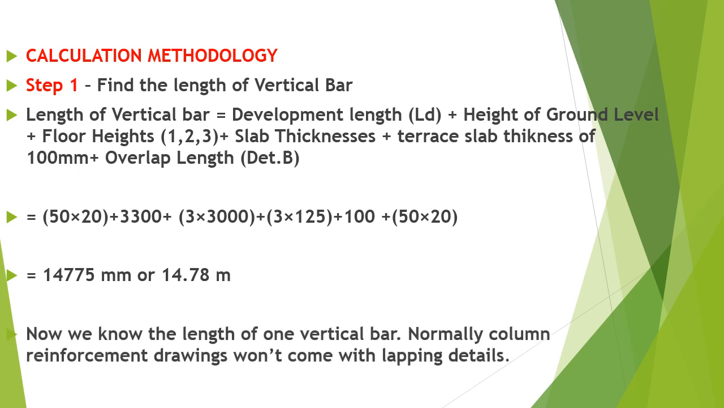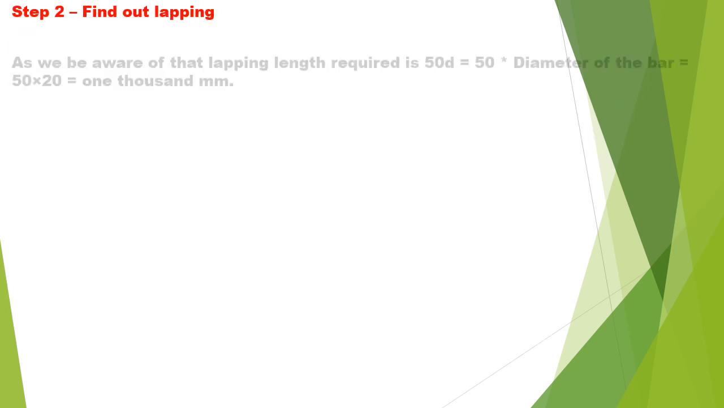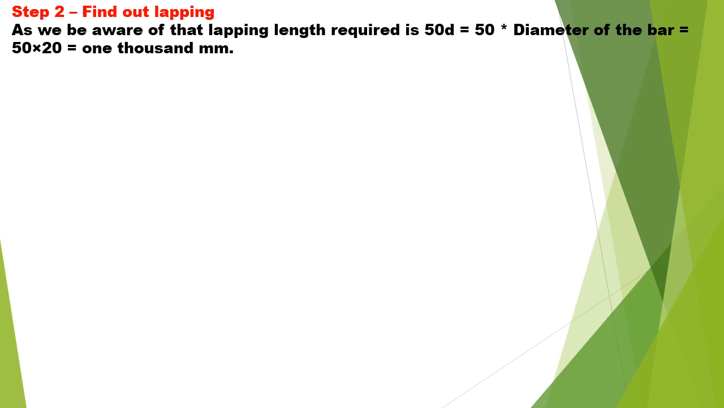Now we know the length of one vertical bar. Normally, column reinforcement drawings shall not show the lapping details. Find out lapping. As we are all aware, lapping length is generally required as 50 dia. That is 50 into the diameter of the bar. In our case, it is 50 into 20. It is 1000 mm, say 1 meter.